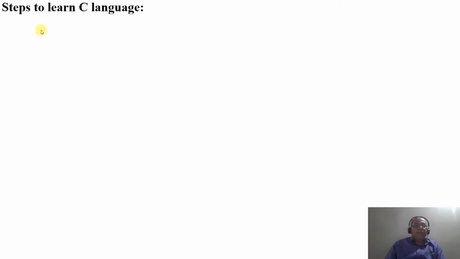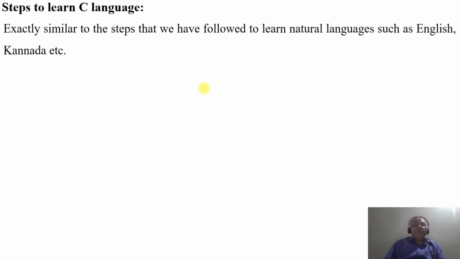Now, next we're going to take up all the steps to learn the C language. They are exactly similar to the steps we followed to learn natural languages like English or Kannada. Similarly, we need to learn in the C language also. What are all the things?